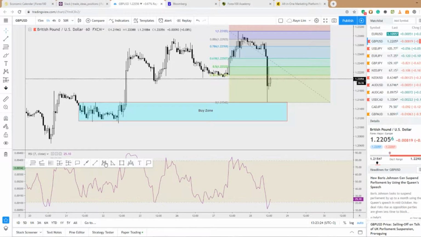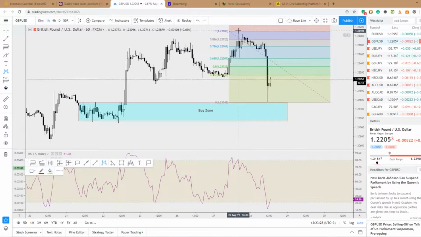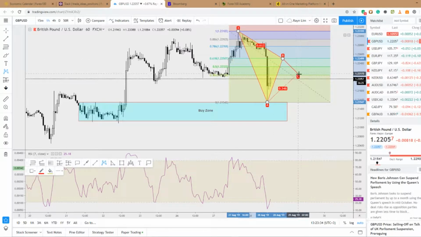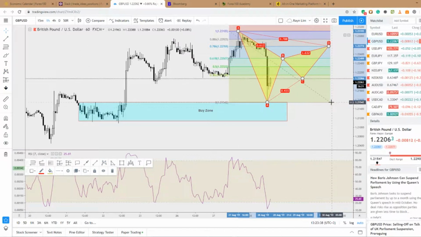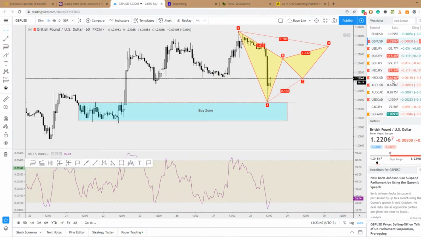So the Gartley formation: high to low, low to high, retest of previous support, came back down by a bit, completing at somewhere over here. So this is one of the possible setups for a selling opportunity.